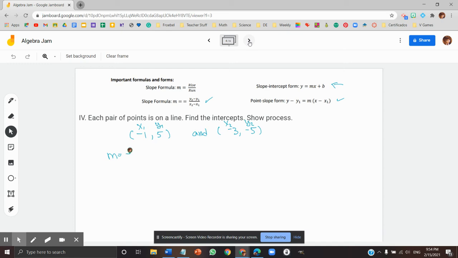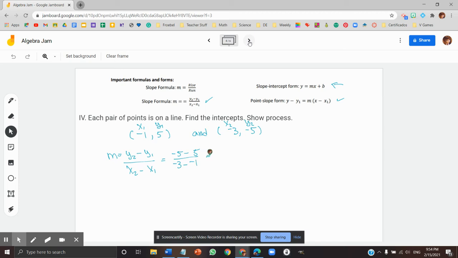So this is going to be negative 5. And again, sorry, the formula says y sub 2 minus y sub 1 over x sub 2 minus x sub 1. Then I can just put the information that I already have into this formula. Negative 5 minus 5 over negative 3 minus negative 1.